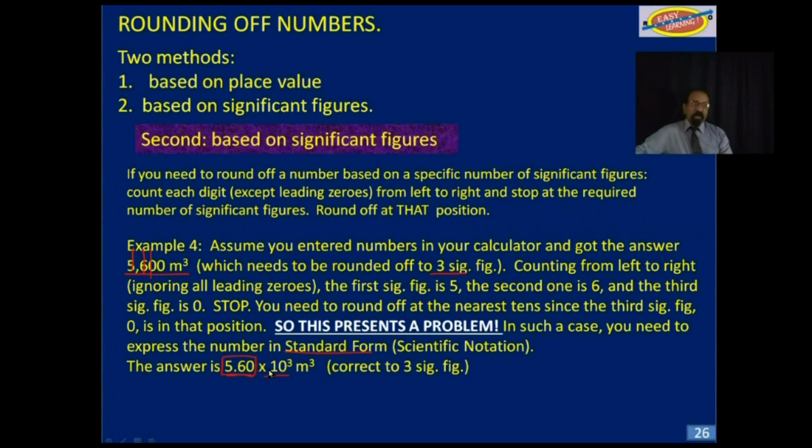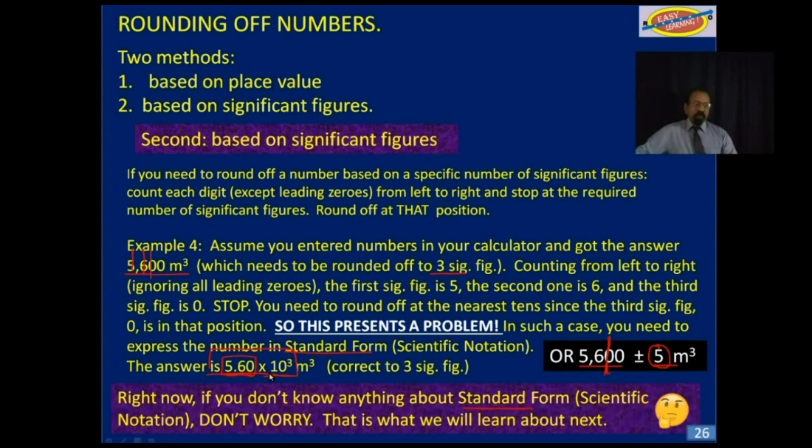If you don't know about standard form yet, that is the next thing we will be doing. Or you could have written it as 5,600 plus or minus 5. Now, if you have it plus or minus 5, it means if you double that 5, you will get 10, so you are rounding off at the tens position. That is what it means. But it's better to do it the other way if you know how. As I said, if you don't know anything about standard form, sometimes called scientific notation, don't worry. That is what we will learn about next.